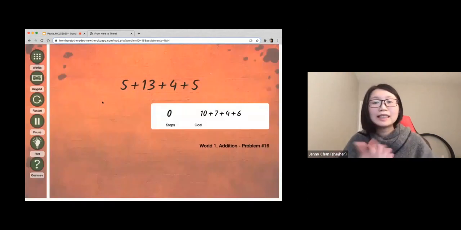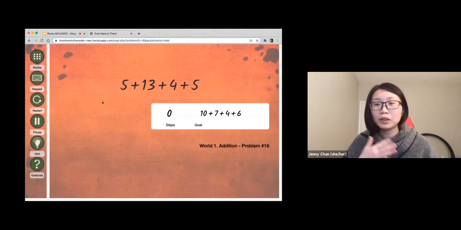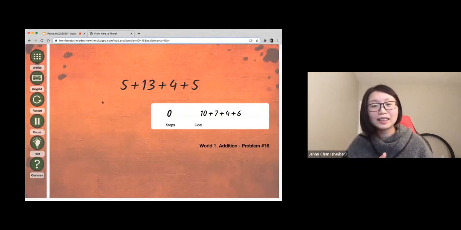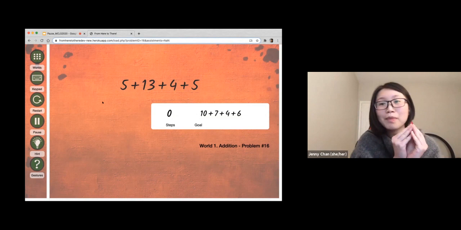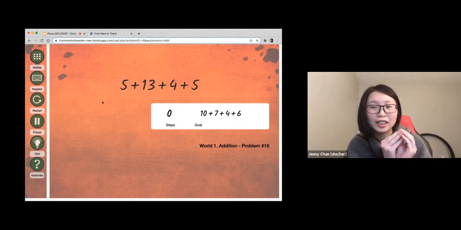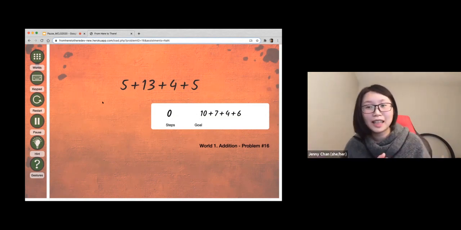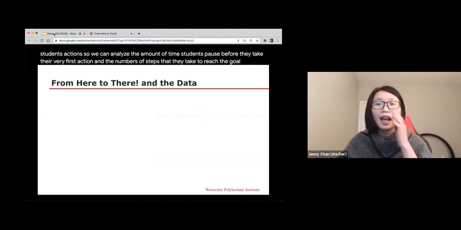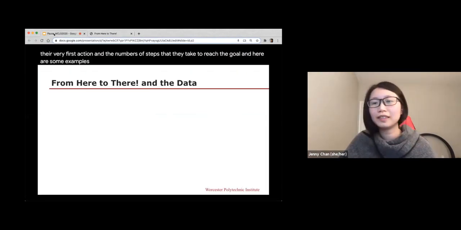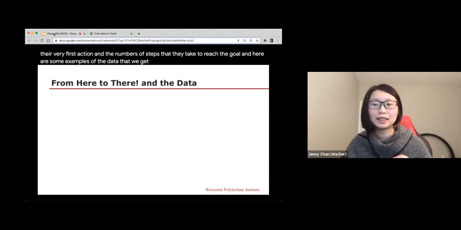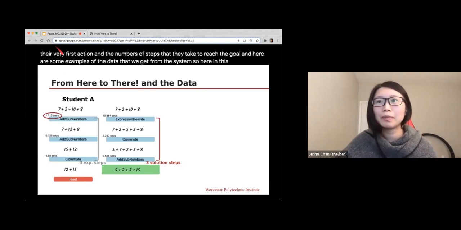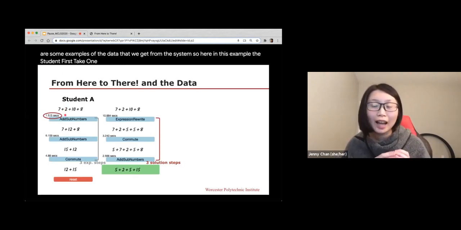And in the system, we timestamped and recorded all students' actions, so we can analyze the amount of time students pause before they take their very first action and the number of steps that they take to reach the goal. And here are some examples of the data that we get from the system. So here in this example, the student first takes 1.5 seconds before taking their first step.